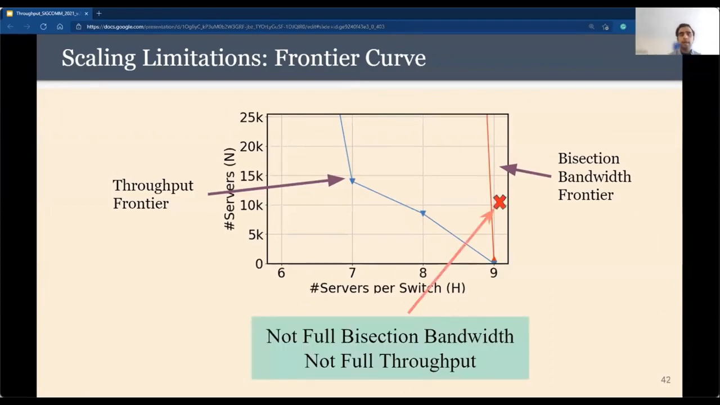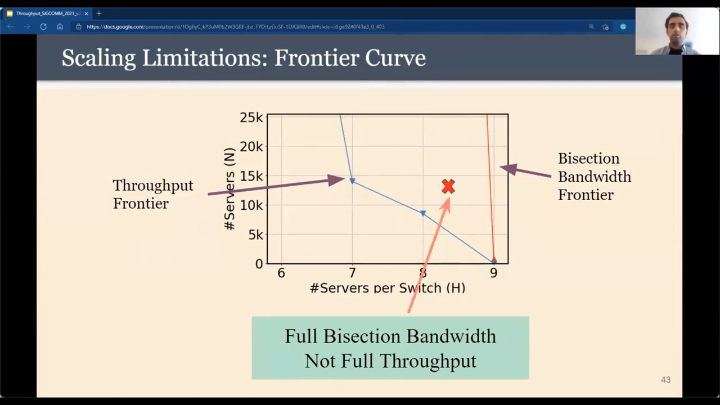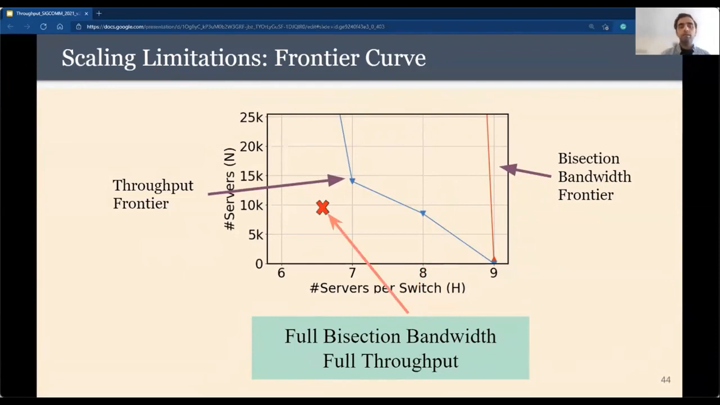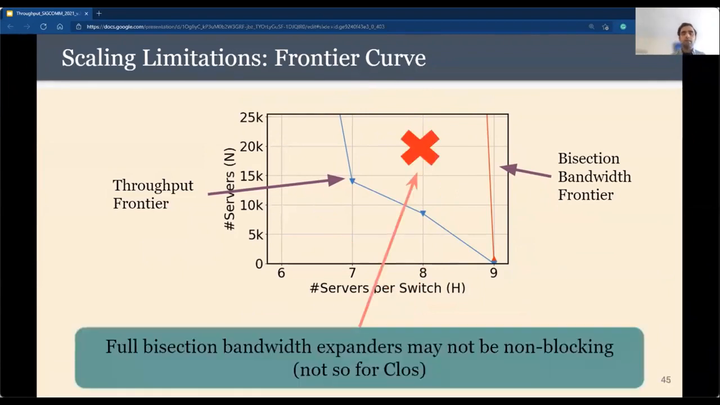More specifically, any topology above the red line doesn't have full bisection bandwidth and doesn't have full throughput. Any topology between these two lines has full bisection bandwidth, but it doesn't have full throughput. And any topology below the blue line has both full bisection bandwidth and full throughput. As you can see, there exists a huge space between these two lines, consisting of topologies that have full bisection bandwidth but are not non-blocking.